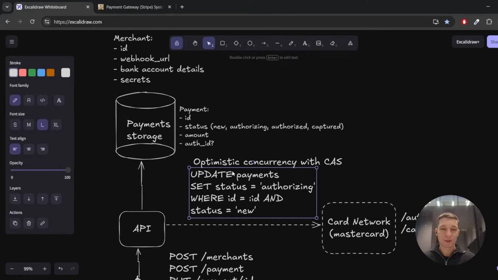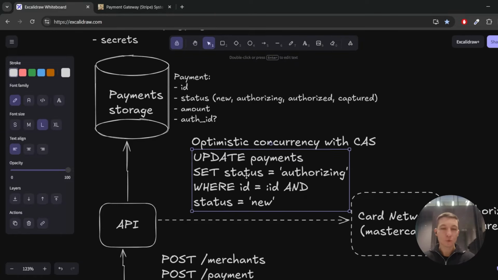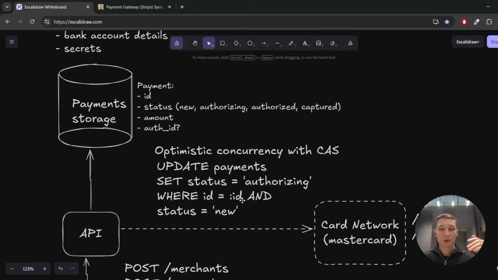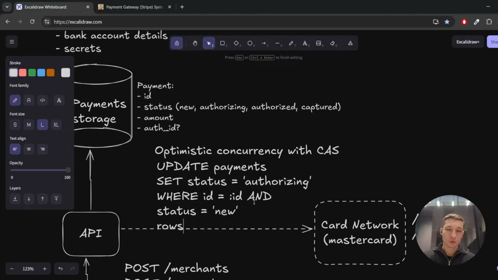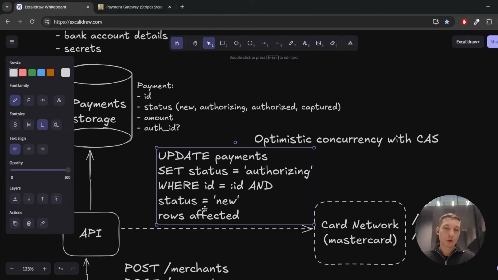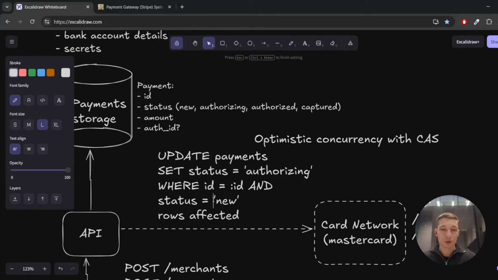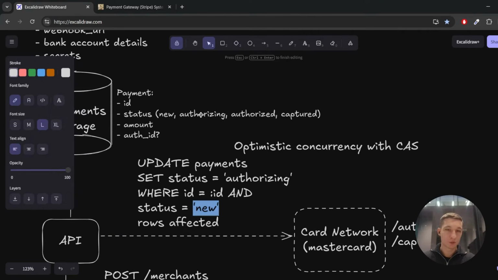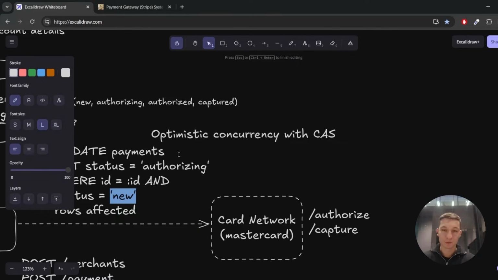So take a look at this SQL transaction or SQL statement. We are going to update our payment, set the status only in case the current status equals new. We're going to detect whether we actually can proceed with authorization or not through the rows affected result from the database. So if 0 rows were affected, it means the status is not new anymore, so we cannot go, because another transaction already switched it to authorizing, and proceed with authorization.